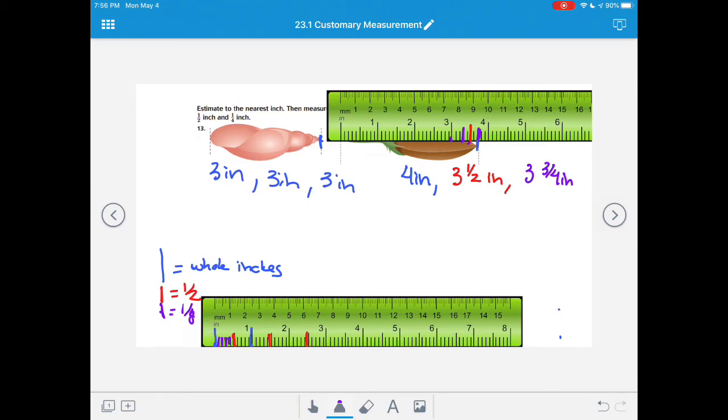So like I said, this part is really tricky if you don't have a ruler, and it can be confusing. So if you don't feel confident and you want to skip that part in your practice page, that's totally fine with me, but I do encourage you to at least try it.